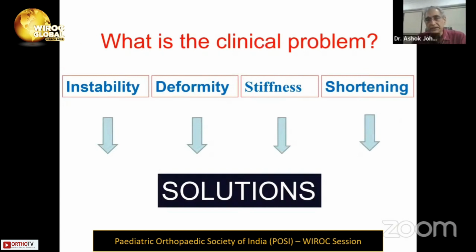So when we look at this classification or other classifications, and when we are faced with a case which has sequelae of a septic arthritis of the hip, the question we ask ourselves is, what is the clinical problem? What does this patient want? What is his problem? So it may be instability, as for example in group 2. It may be deformity in group 1 and group 4. It could be stiffness, again group 1 and group 4, and shortening wherever there is loss of head or a growth arrest or avascular necrosis. Shortening is common to all the groups, and all these problems need a solution.